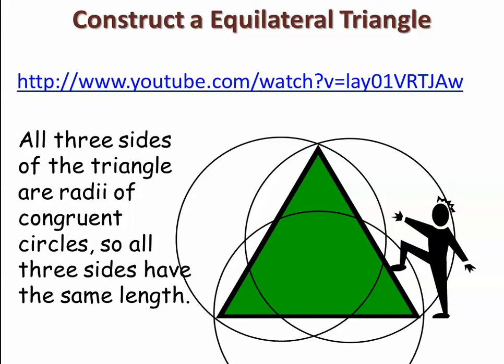Okay, the first thing we're going to do is watch a video on constructing an equilateral triangle. Now remember, equilateral triangle means that all three sides of the triangle are congruent and all the angles are congruent. Okay, that's what equilateral is. Now then, in the construction we're creating, in the LMS, it shows that all three sides of the triangle are radii of congruent circles, so all three sides have the same length.